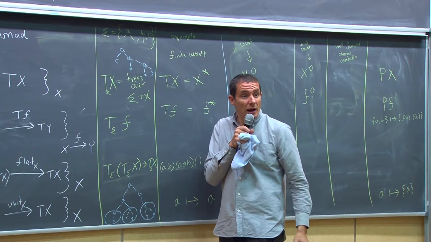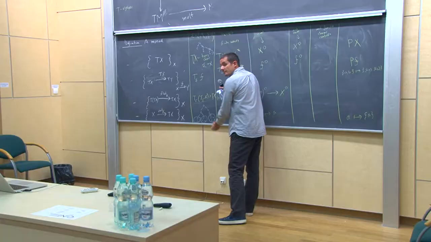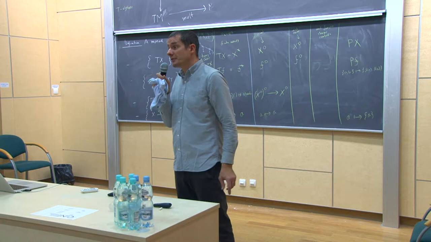How do you flatten it? You just remove these circles. Nothing going on, okay? Tell me, what is a monad? What is an algebra over this monad?